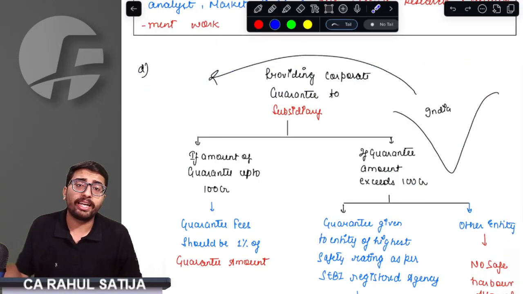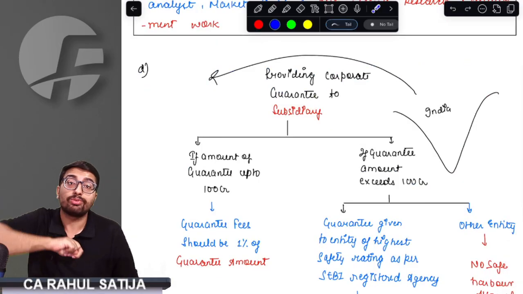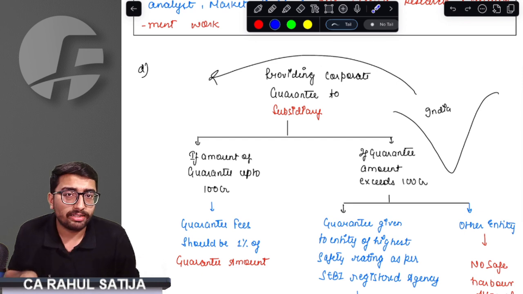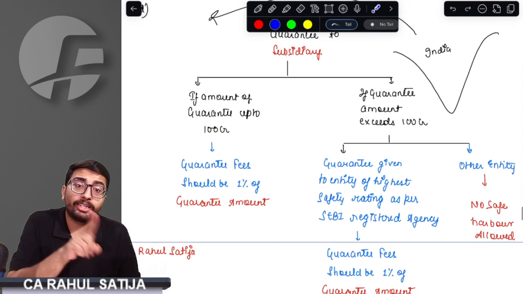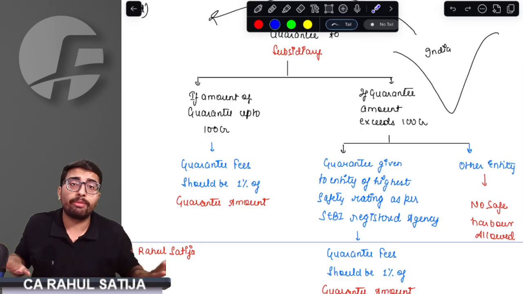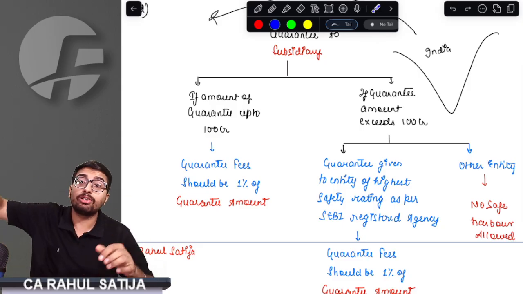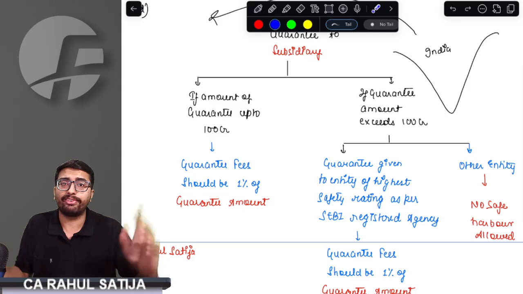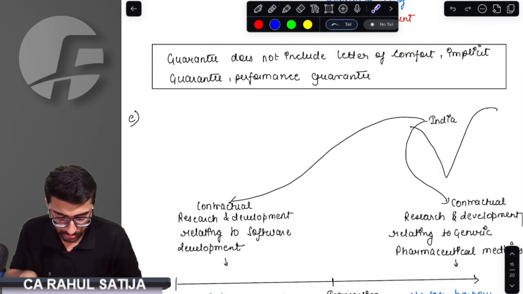If an Indian entity provides a corporate guarantee to any subsidiary which is an associate, what to do? If the corporate guarantee is up to 100 crore, then 1% fees should be charged. If the corporate guarantee exceeds 100 crore, then sir, normally safe harbor rules are not available. But if that subsidiary is of the highest standards, highest credit rating, then 1% fees has to be charged.